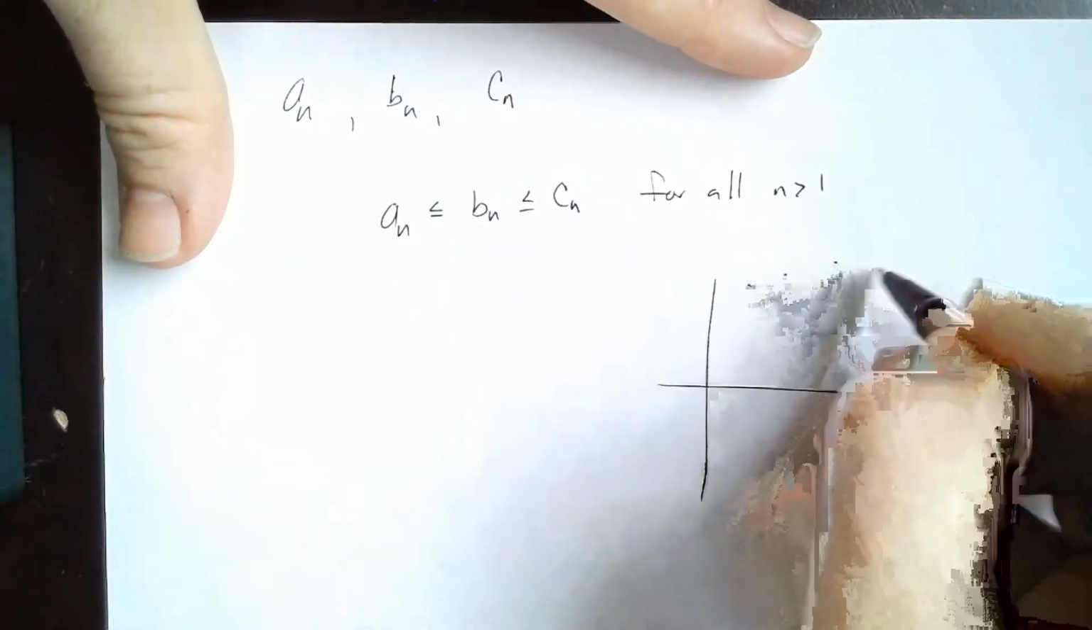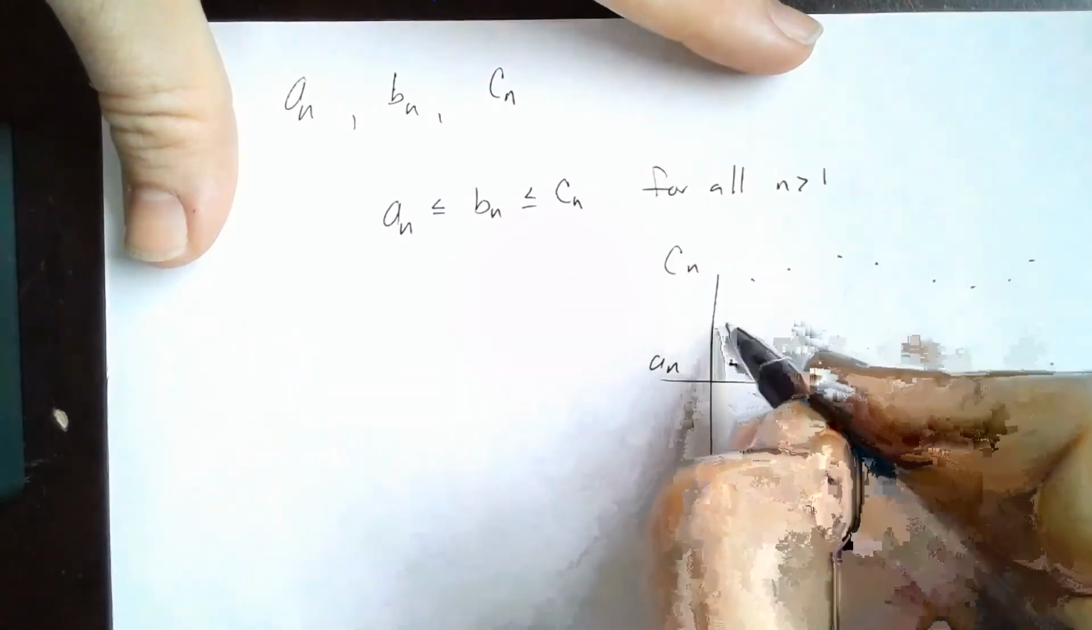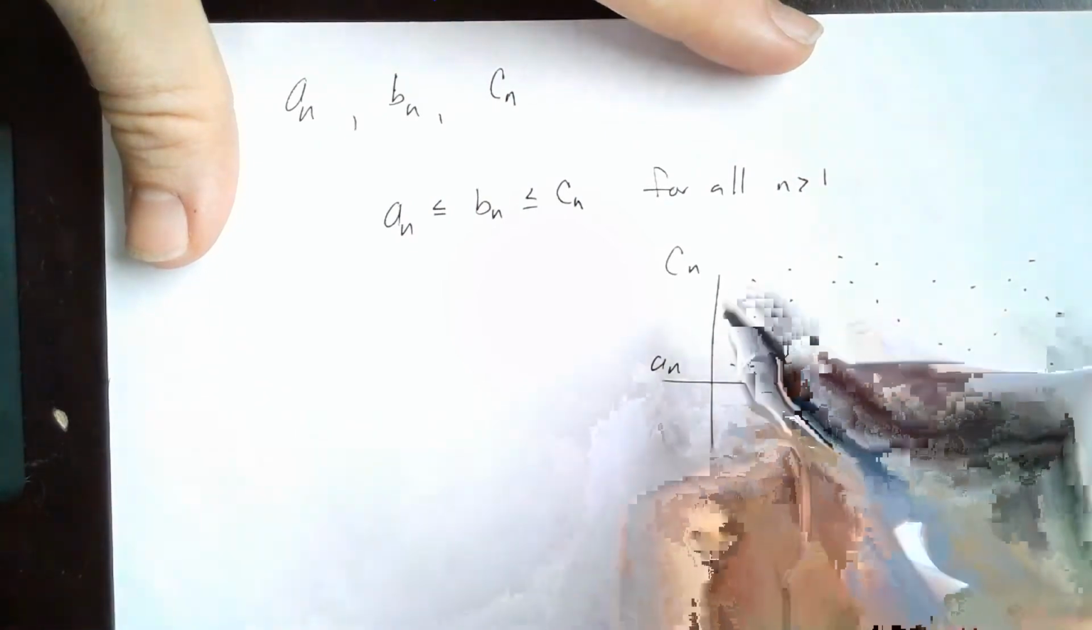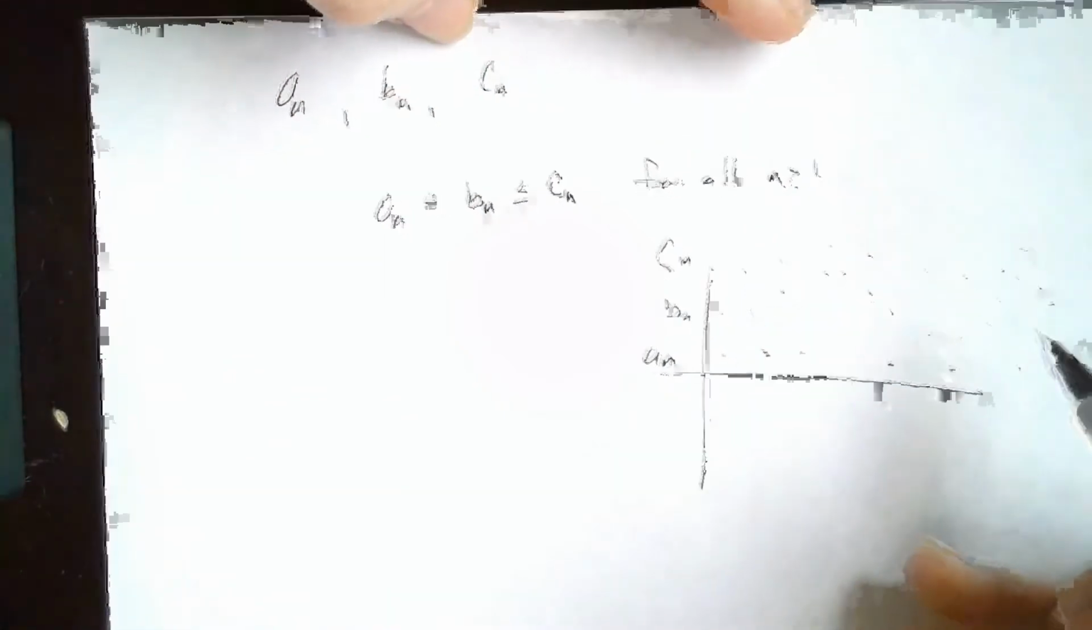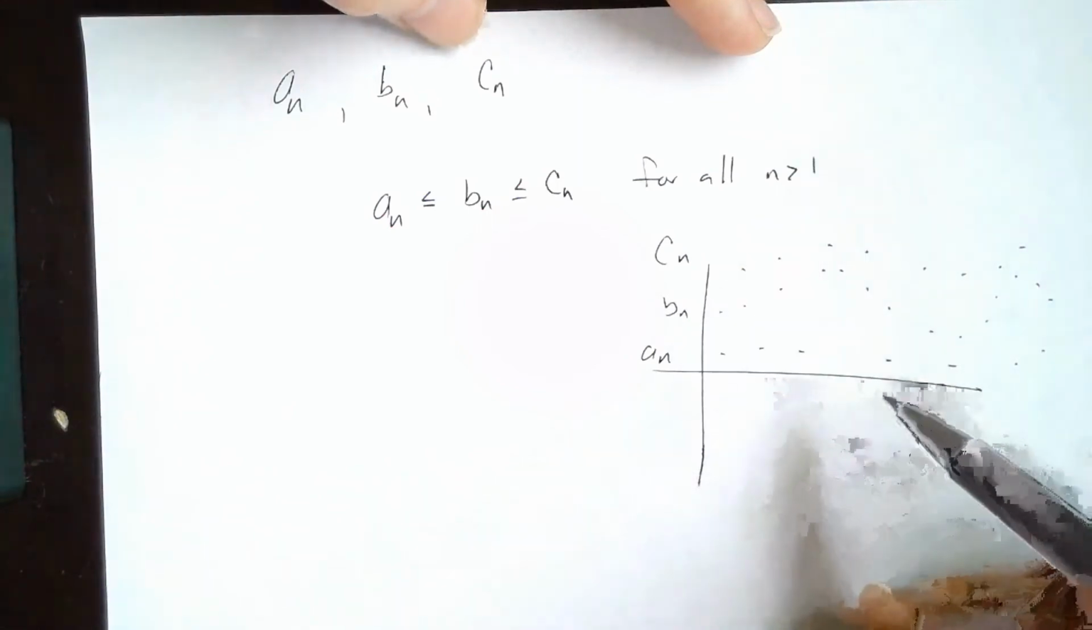What this might appear as is something like this, such that I have a bunch of dots here. This is c sub n. I have a bunch of dots here. This is a sub n, and therefore b sub n has to be bounded between these two. Now I can do all sorts of things in the middle, but I know that it's stuck between those two for all values of n, meaning that it's not going to cycle up above c for any value.